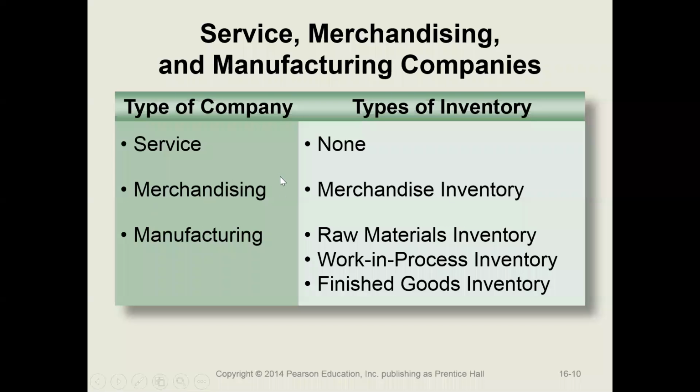Raw materials are materials on hand that are going to be used in the manufacturing process, but haven't been used yet. So it's sitting in a warehouse or something, ready to be put into the production process. Work in process inventory is stuff that has been started but hasn't yet been completed at the end of the period. So they're still working on it. Finished goods inventory are items that they've finished totally, and it's ready to be sold.